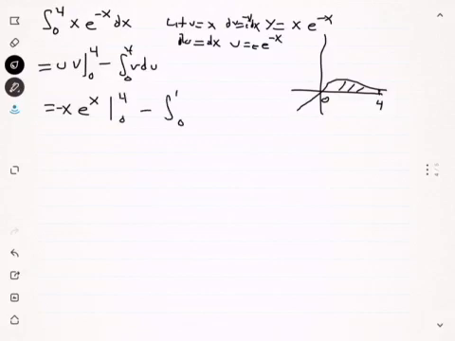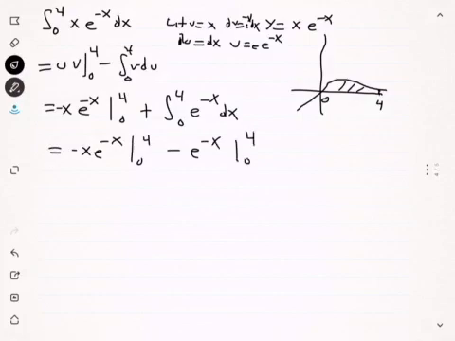Minus the integral from 0 to 4 of v du, where v is negative e to the minus x, so this will be a positive, and du is just dx. And then you just integrate that last integral. So you get minus x times e to the minus x from 0 to 4, and then you integrate that e to the minus x, so you get minus e to the minus x from 0 to 4. Now that you have them together, you can say this is minus x times e to the minus x minus e to the minus x from 0 to 4, and then you just put in the limits.